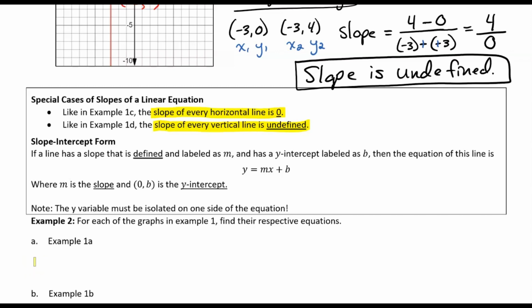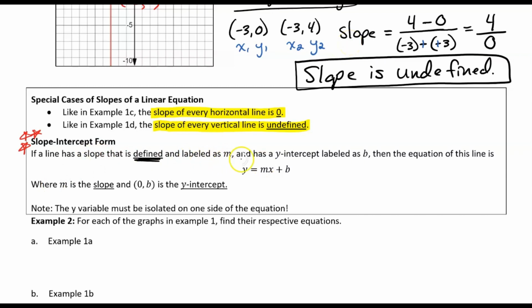And in fact, a lot of these equations we're going to look at in this class and in your 1324 class are coming from the formula for slope, right? It's all kind of what it's built on. We'll see many forms of these linear equations, but the most convenient one is the slope-intercept form. And by the name, it kind of tells you the pieces that you're going to need. We're going to say if a line has a slope that is defined, that's important, and labeled as m, so we use the letter m to signify slope instead of having to write it out every time.